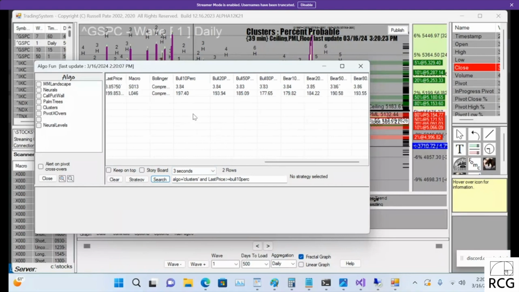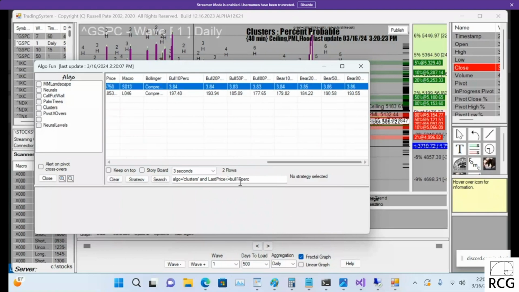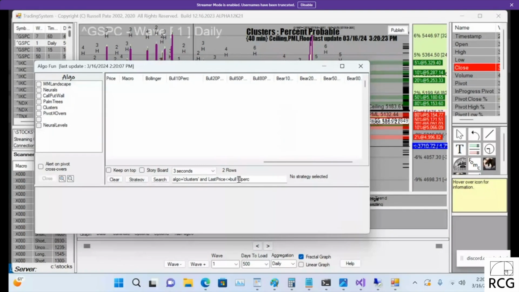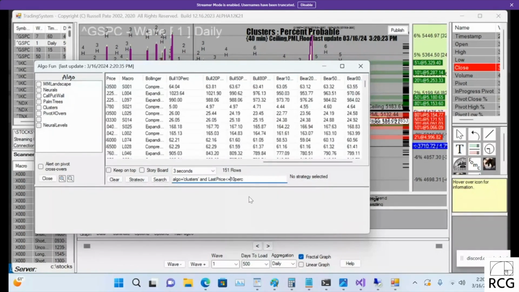So that should, I think, AVP, you're asking about that? Algo clusters and last price greater or equal to below 10%. Is that what you're after? Stuff like that? Absolutely, because now it saves me from looking through a bunch of charts. I know exactly what's hit the 10% on the daily. I can focus on that. Which direction is it? Greater than or equal to.